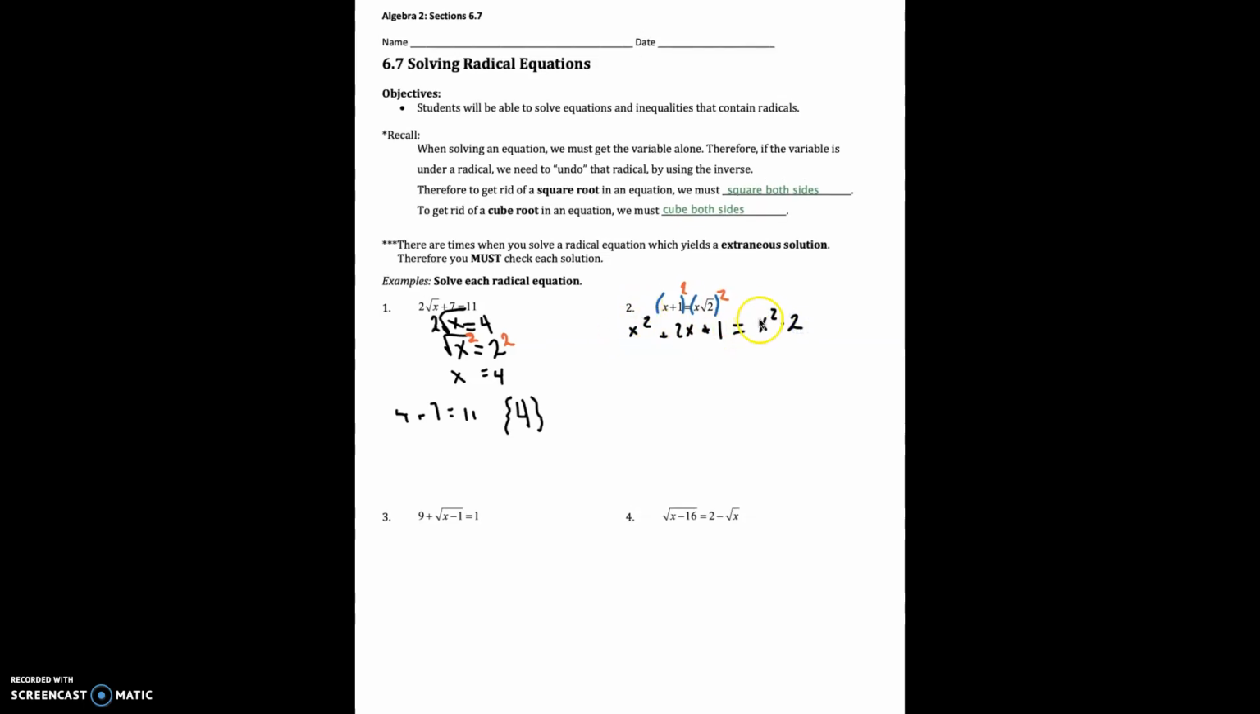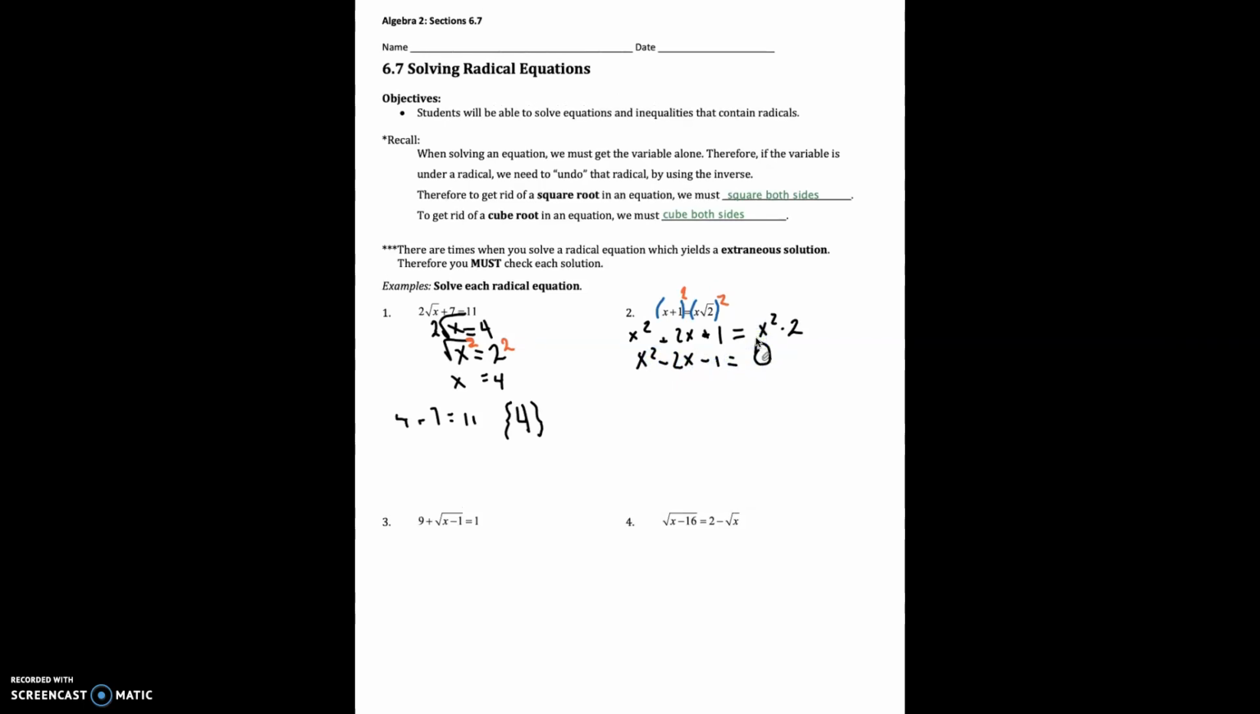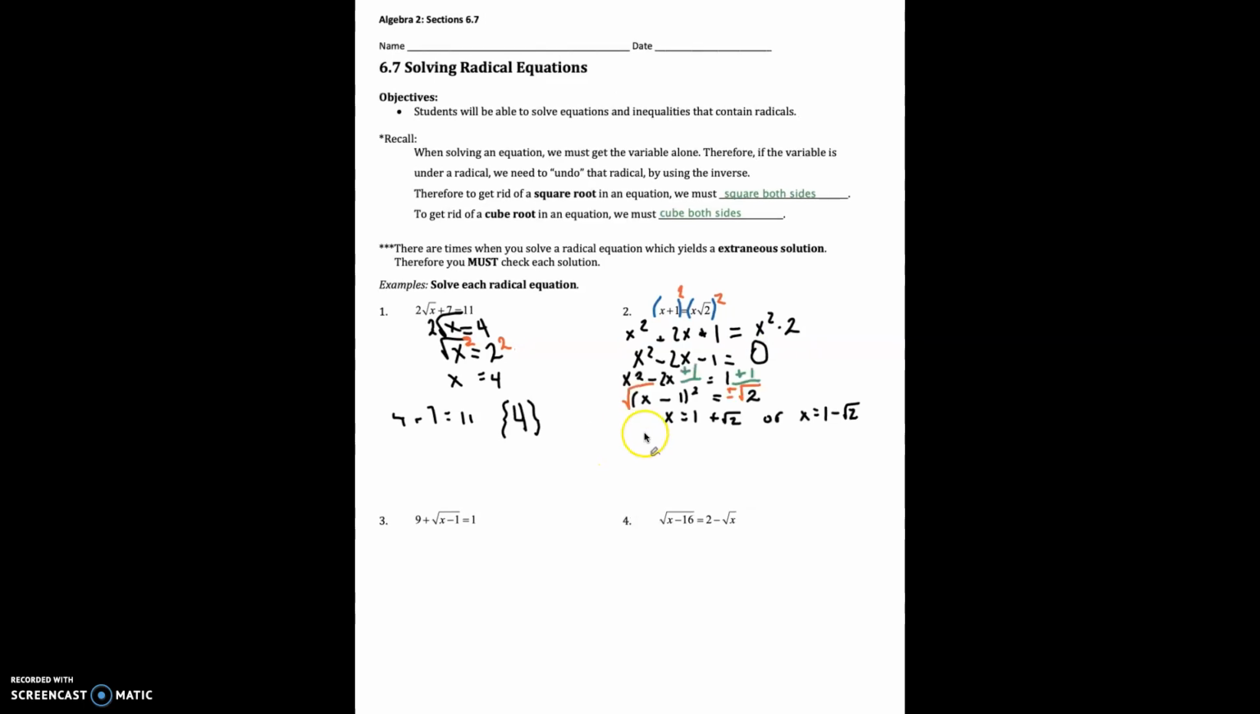I'm going to bring all my terms over to the right-hand side. So this is 2x squared, so I'm going to subtract that x squared, giving me positive x squared, and then it'll be a minus 2x, and then a minus 1 equals 0. So from here, you can use quadratic formula or complete the square, but everyone go ahead and solve for x. So hope you all got x could either be 1 plus root 2 or x could be 1 minus root 2. So I'm going to go ahead and check it.